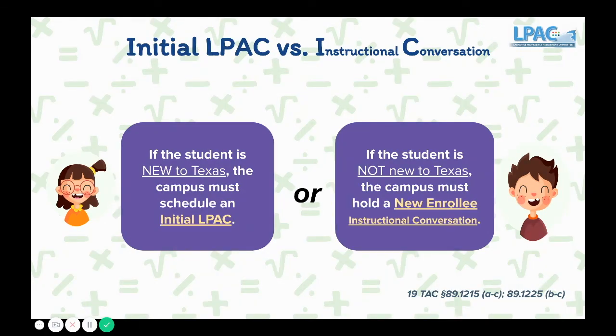If the student is brand new to Texas, or if GISD is the student's first record of school enrollment, you will need to schedule an initial ELLPAC and include an ELLPAC trained parent. If the student is not new to Texas, either they are transferring directly from another school district in Texas, or they are returning to Texas from another state or country, you will need to hold an enrollee IC, in which case no parent is required.